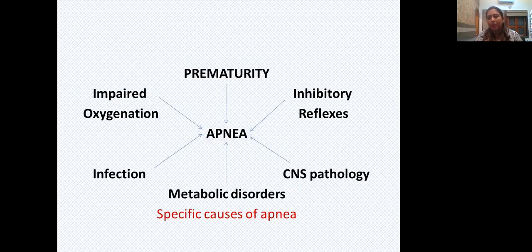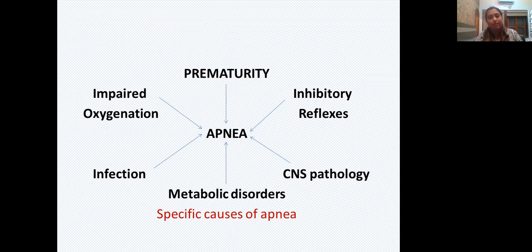So these are the specific causes of apnea. Apnea primarily is caused by prematurity. Then there could be inhibitory reflexes or CNS pathologies. So as the central respiratory drive is affected, there's a CNS pathology, the central respiratory drive is affected, or central inspiratory drive is affected, as a result of which the baby has gone into apnea.